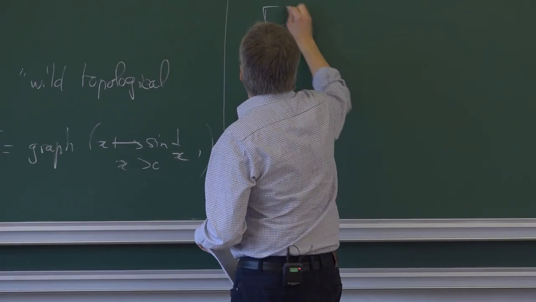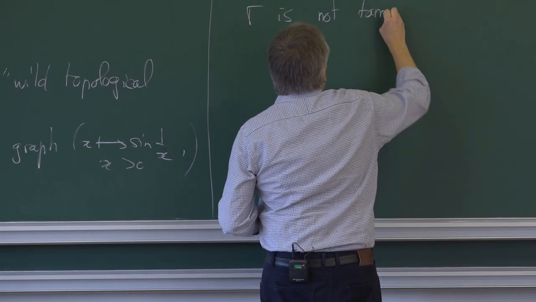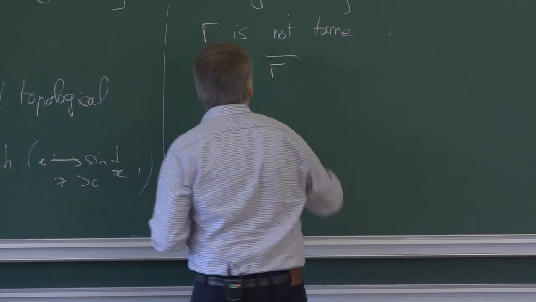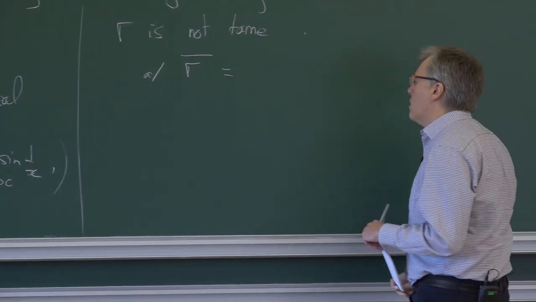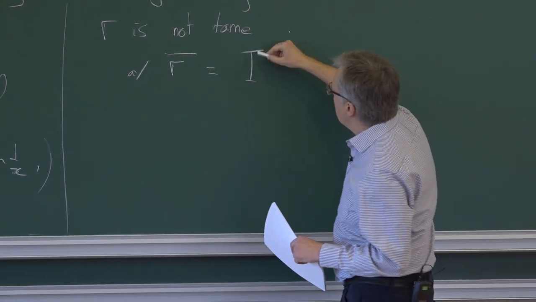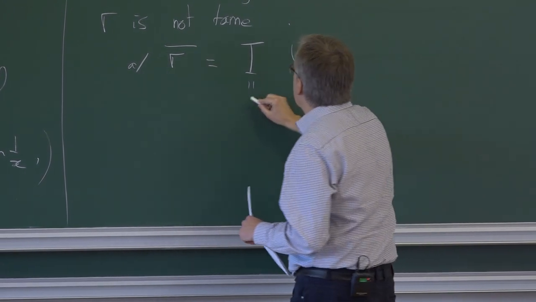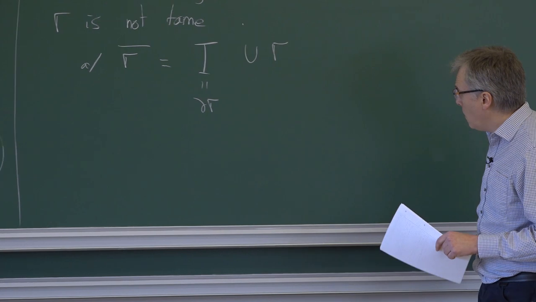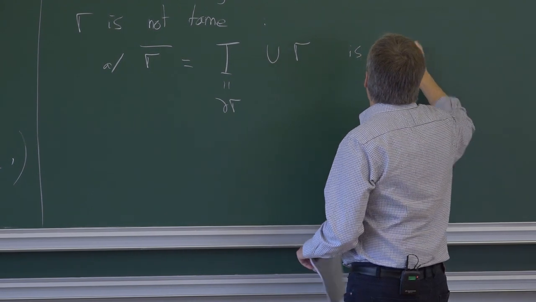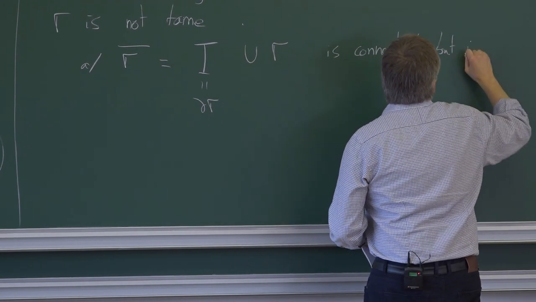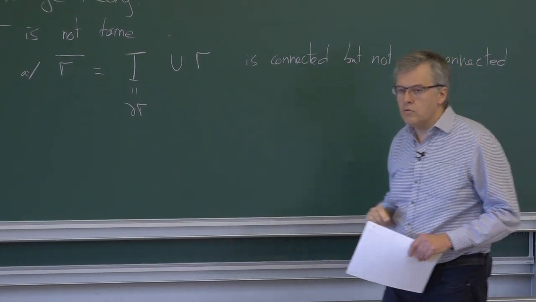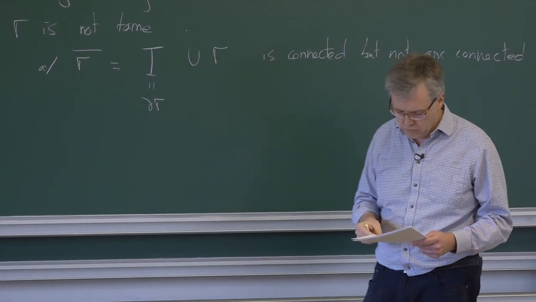So gamma is not tame for at least three reasons. So what are the main reasons? First, if you look at the closure, gamma bar of this graph in R2, then you get this vertical segment 0, 1, and then you have gamma. So this is the boundary of gamma. And well, this is bad because this is connected, but not arc connected. So if you believe that real geometry has something to do with drawing curves, then this is some kind of thing that you don't want to have.